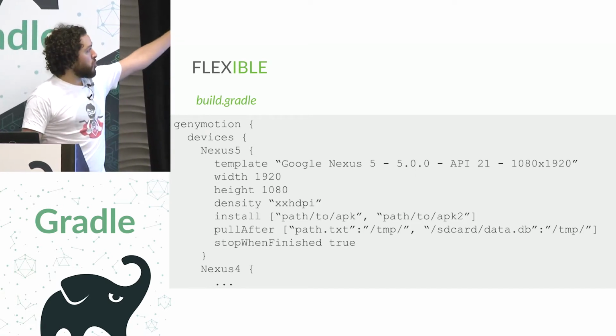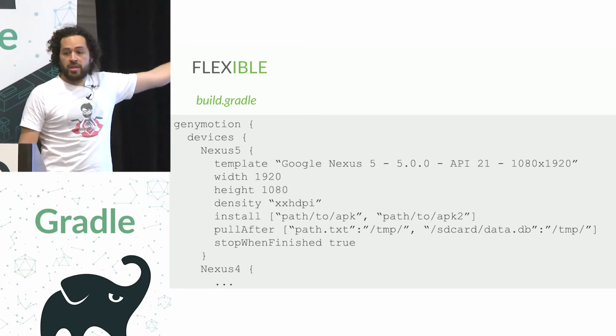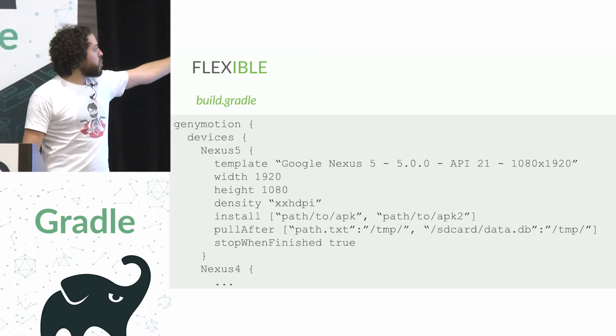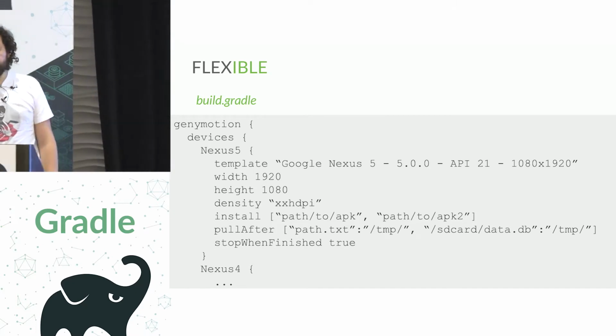So we have the Genymotion extension at the top. Then we have a block, which is devices. Then inside devices, we have our both devices declaration.